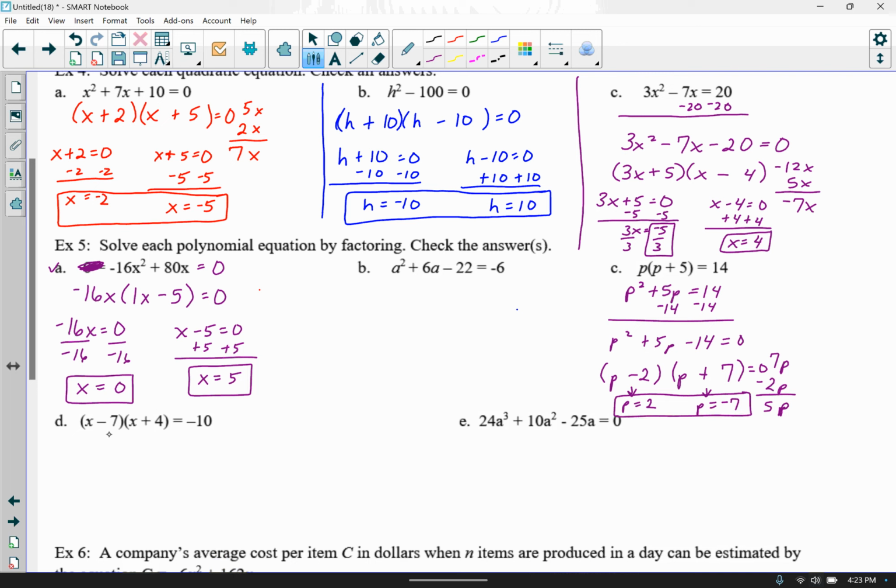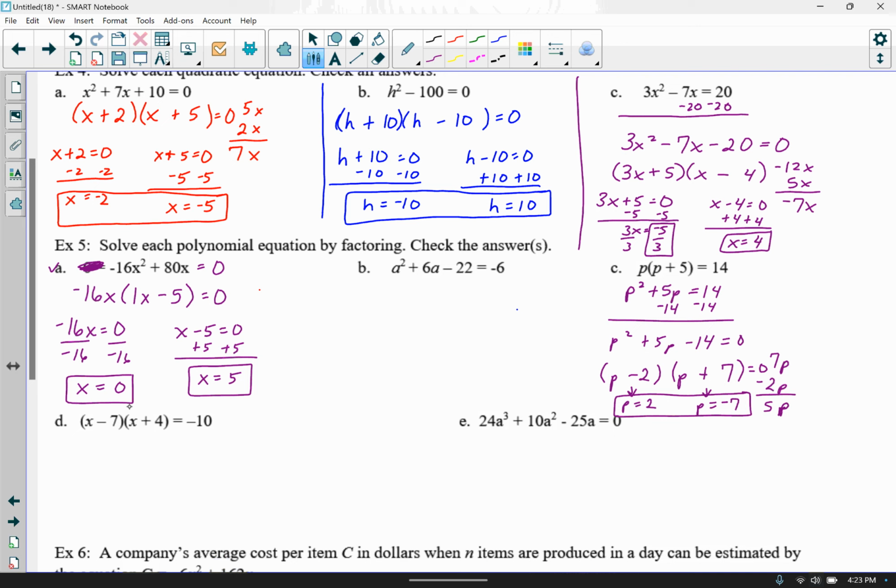Letter D is very similar. I will just note here, you notice how it's not already equal to 0. So what you're going to have to do on this one is FOIL it first, pull that 10 over, and then factor. Okay. And then let's come on down to letter E.